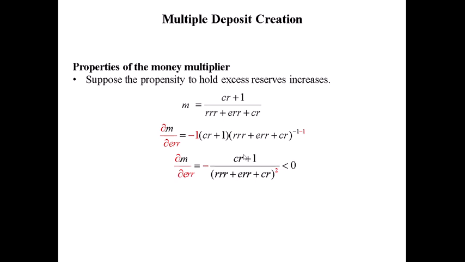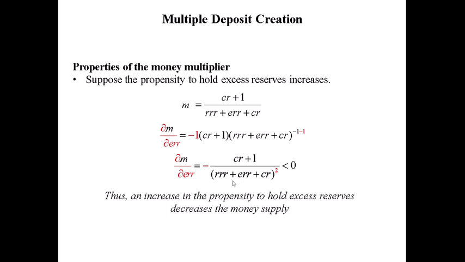Simplifying, we get this. Now, the numerator is positive because this is between 0 and 1. And the denominator is positive because it's squared down here. A square of a negative or a square of a positive is positive. But this minus 1 makes the whole thing negative. So what that means is the M1 multiplier will decrease if banks decide, for whatever reason, maybe because they're scared of a coming financial crisis, to hold more excess reserves and make less loans. So the effectiveness of monetary policy diminishes as bankers get more spooked. That's what this is saying.